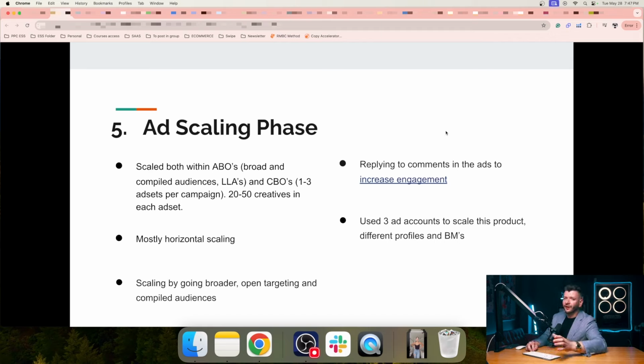We're scaling by going broader, open targeting and compiled audiences. So let's say we have 3-5 interests that worked well for us. Now we would compile those together and create a bigger audience. And now we're targeting those bigger audiences with our ads.